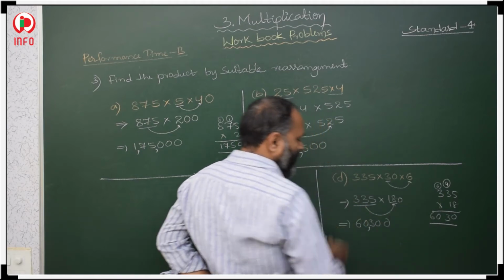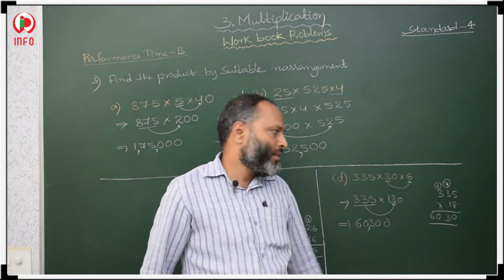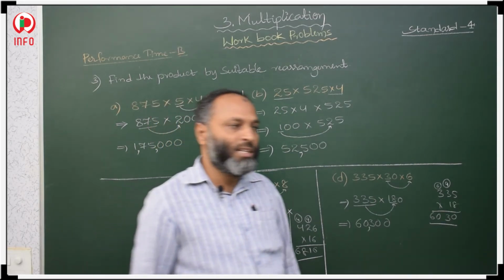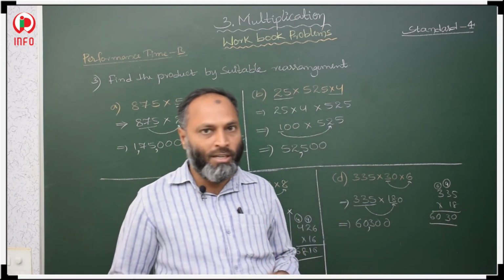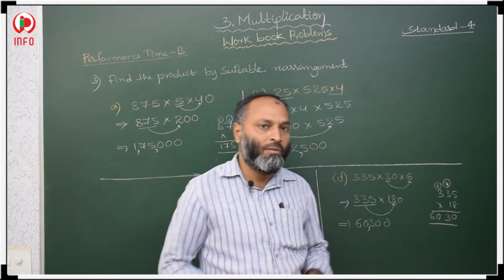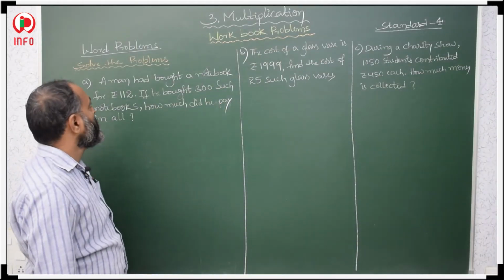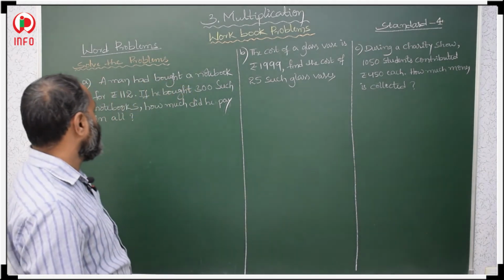What is your answer? 60,300. In this way, we have to find our product in the easiest, simplest method. First you have to arrange your multiplicands, and after that you have to find the product. Yes, now students, next topic, word problems. We are going to discuss word problems.